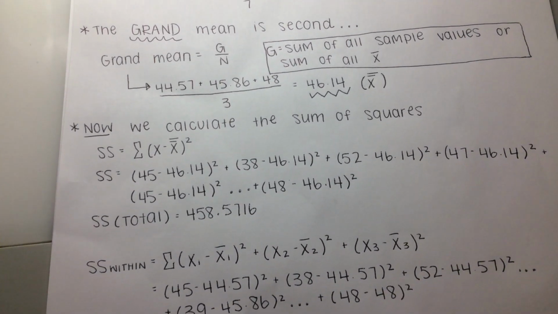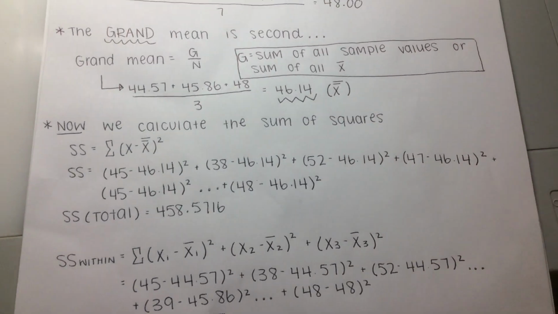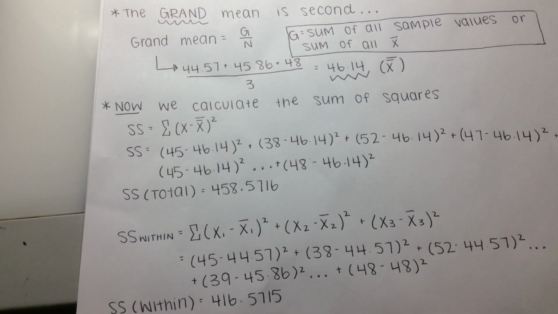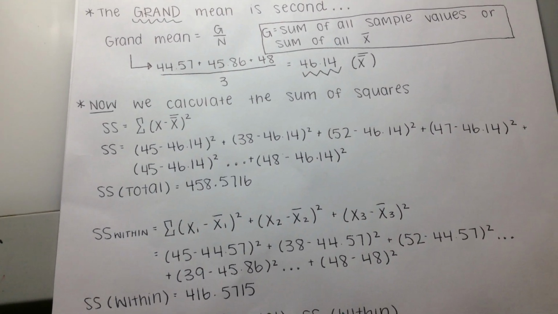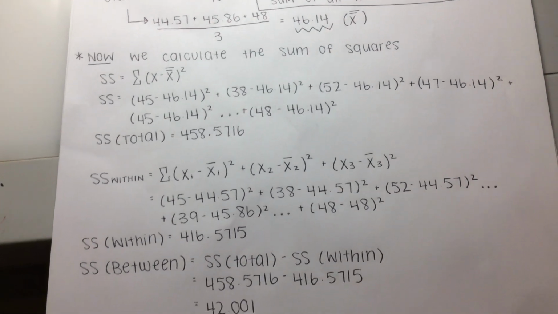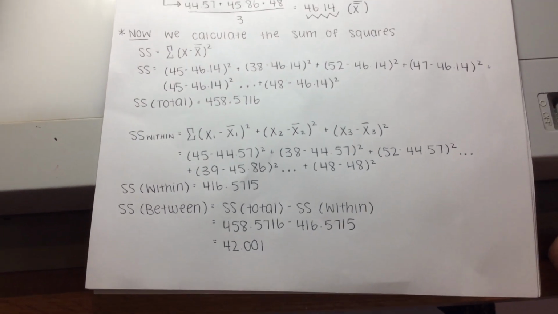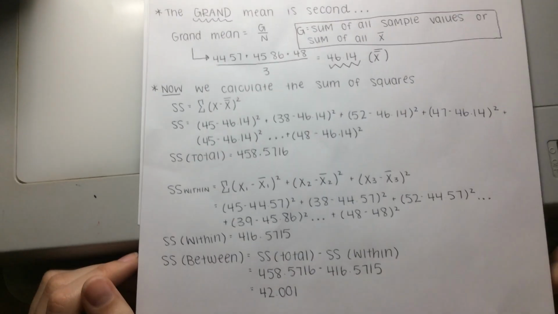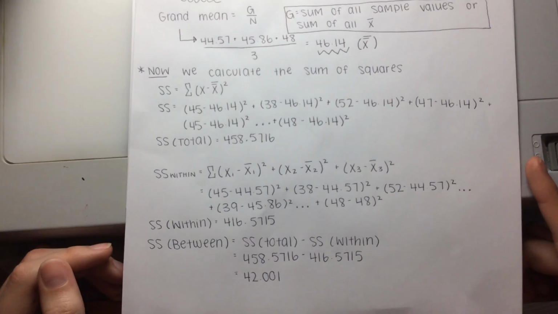The sum of squares is equal to each value minus the grand mean, squared. So, in this case, we calculated the sum of squares total to be 458.5716. The sum of squares within equals the data of each individual brand minus the brand mean, squared, for each value.